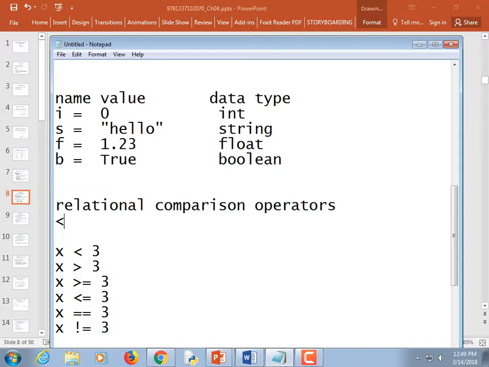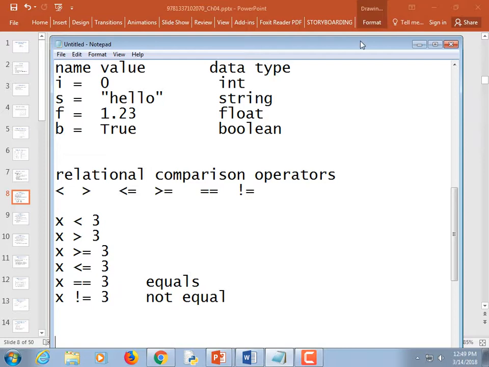So, less than, greater than, less than or equal, greater than or equal, and not equal. I'm going to go and put a comment on this one. We know what that is, but this one is not equals. You can't put a space between those two, or else it breaks the syntax of it.